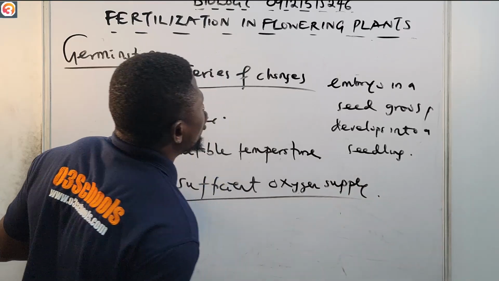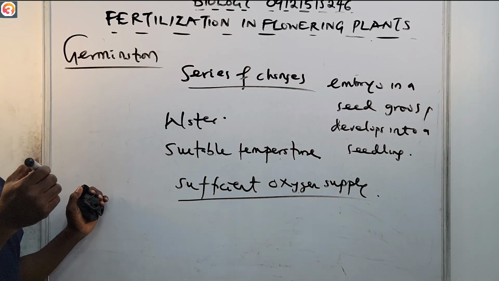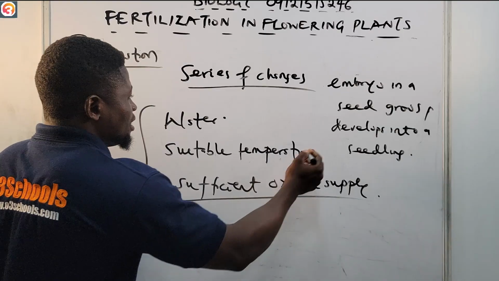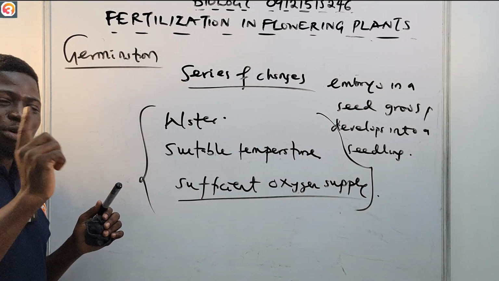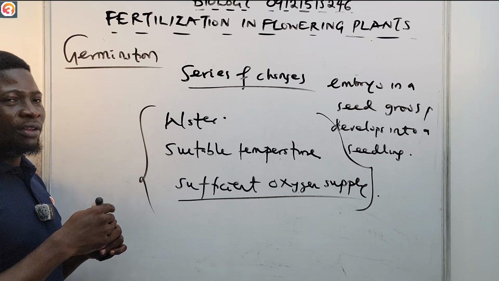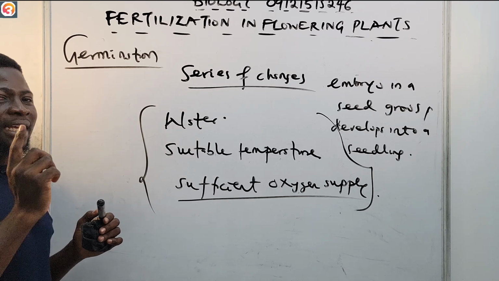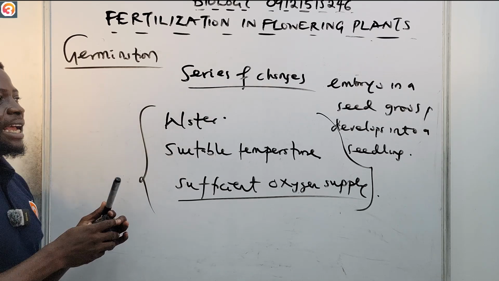Okay, so all of these conditions are necessary for what? For germination. Please take note of that. But water is the most important. Okay, among all of them, water is the most important. So let's look at types of germination.